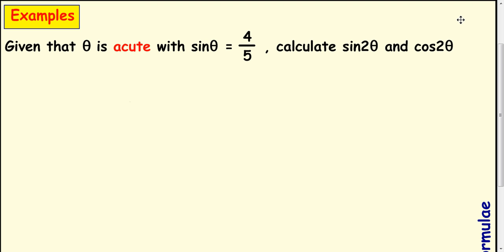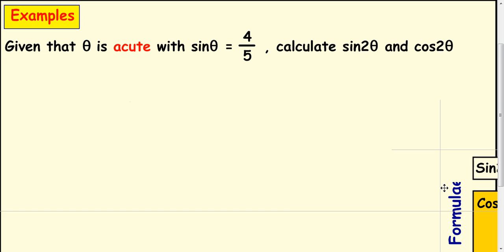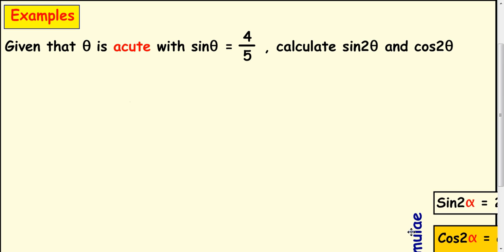In this example, we're going to look at how we could use the double angle formulae. Given that theta is acute with sine theta equal to 4/5, we've got to calculate sine 2 theta and cos 2 theta. So instantly you should be looking at your formula sheet there.